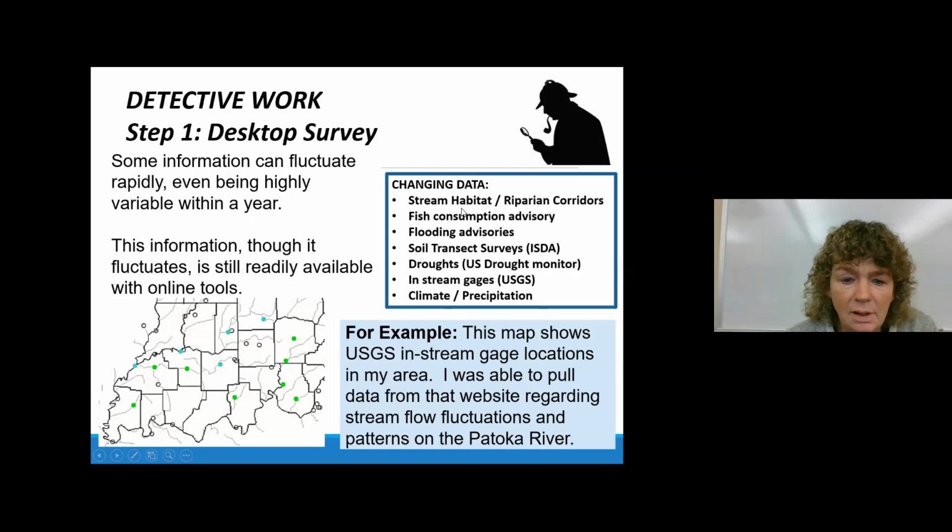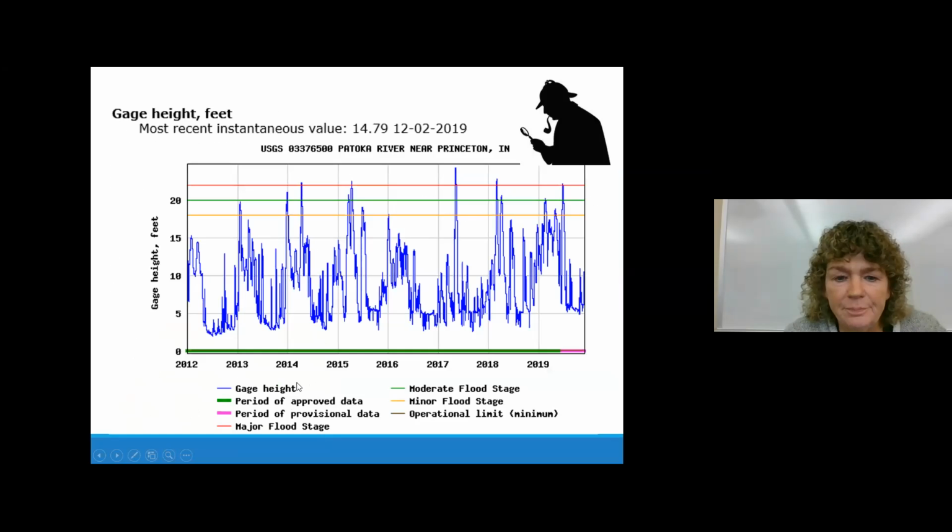This map shows me, these dots, this is my county, Gibson County, and these dots are showing me where I have USGS in-stream gauges. They can tell me flow data, and I can pull that data up from the USGS website when I know the numerical address of the gauge, and then I can figure out what's going on over time. So this is just an example of that map and the data that I can get from it.